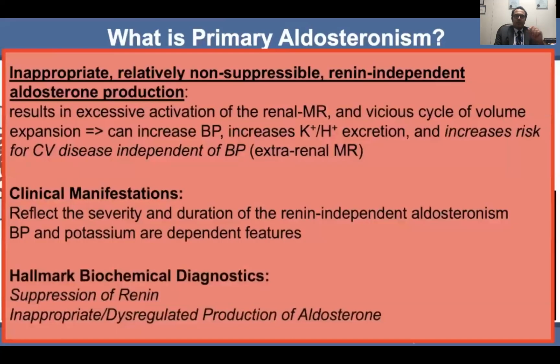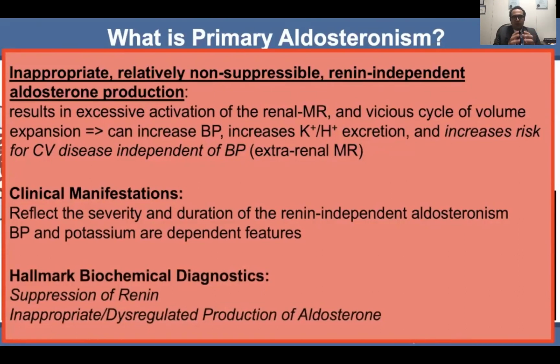So basically, what is primary aldosteronism? This is the inappropriate, relatively non-suppressible, renin-independent aldosterone production. So renin will be low, renin will be suppressed. It will not be dependent on the renin. There will be autonomous production of aldosterone.